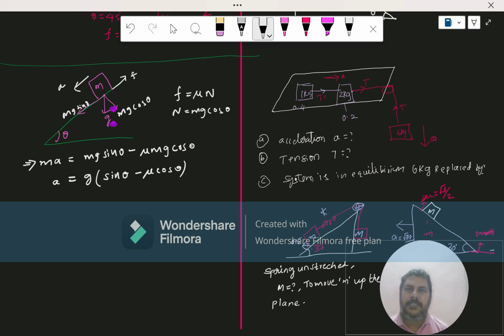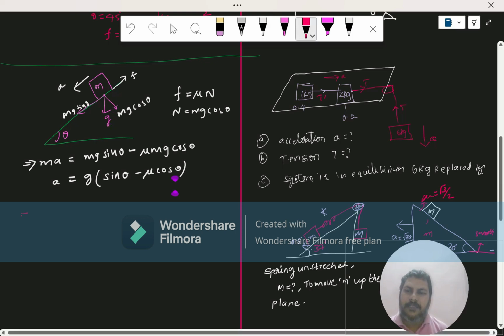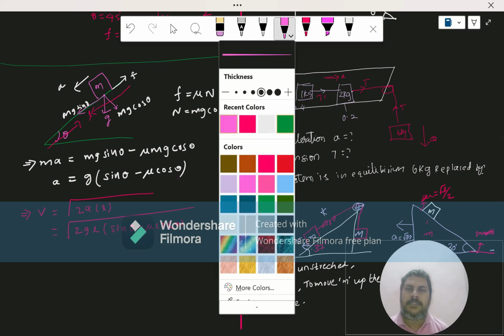So this is the acceleration with which the block is coming down. Similarly, if they ask for the velocity after reaching the ground, the velocity v is equal to root over 2aL, where L is the length of the inclination. So that is equal to root over 2gL into (sin theta minus mu cos theta). In the same way they will ask about the velocity.